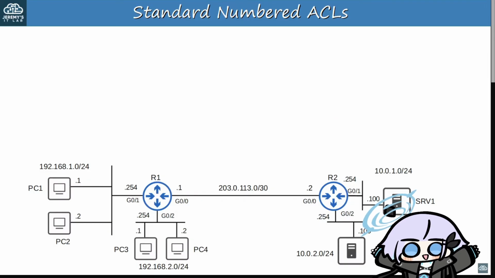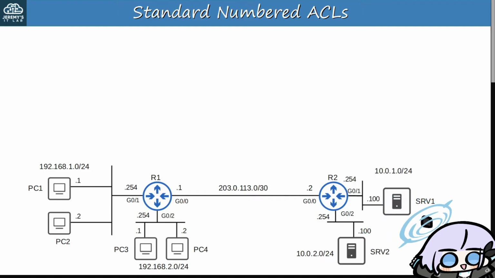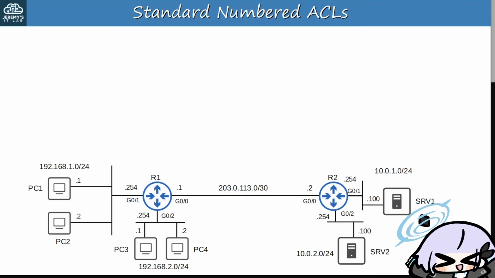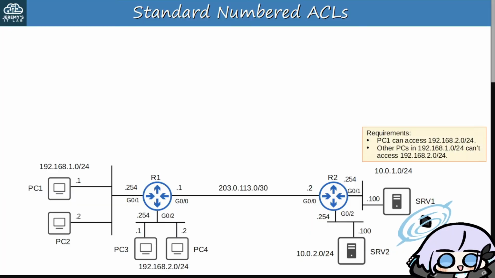Here's the same network as before. I'll give some requirements, and we'll use ACLs to restrict the traffic to fulfill those requirements. On R1, I'll configure standard numbered ACLs, as I just showed you. Then I'll introduce standard named ACLs, and we'll configure them on R2, so you can see how to configure both types. Okay, first here are some requirements, which we can achieve by configuring an ACL on R1.